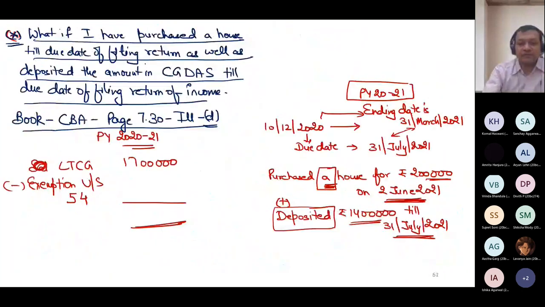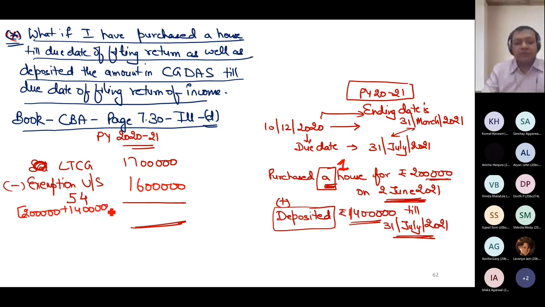And what happens in my illustration? I got this house on 2nd June. So the amount deposited is 14 lakh. Now after this discussion, can you tell me how much will be the exemption in section 54? 16 lakh. I will still get the exemption of 16 lakh: 2 lakh which has already been utilized, and 14 lakh which is deposited till the due date.